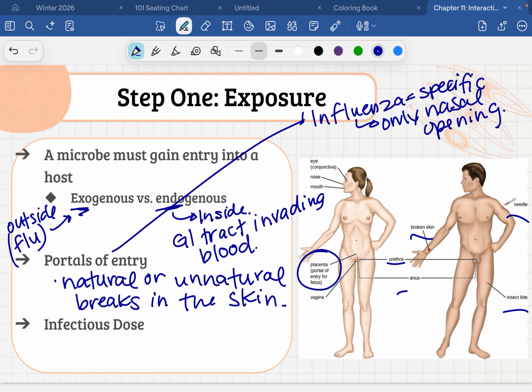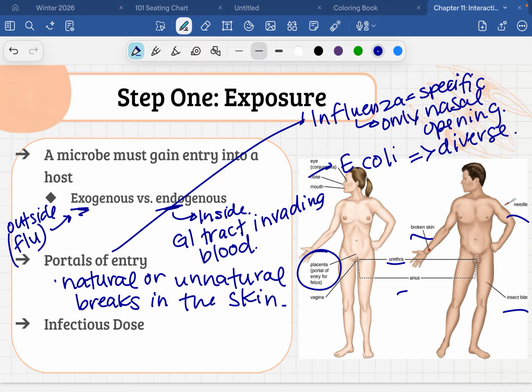Some organisms, like E. coli, are more diverse. If you ever work in a hospital, you're going to realize that people can have E. coli infections basically anywhere. You can get E. coli in your eyes, your nose, your mouth, your ears, any kind of wound. You can get it in your lungs, your GI tract, your genital tracts, anywhere. Inside your spinal column, inside your organs. E. coli doesn't care where it goes, okay? So its portals of entry are very diverse. E. coli can enter pretty much anywhere and cause infection.